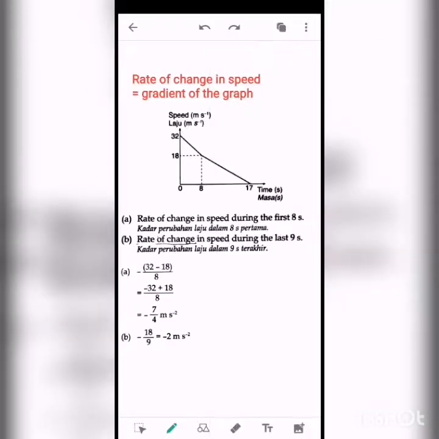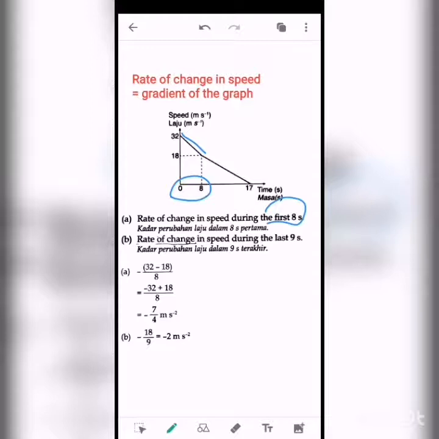Alright. Next one, rate of change in speed actually is equal to gradient of the graph. If you want to find the rate of change of the speed, actually you find the gradient. For example, this question asks you to find the first 8 seconds, but the graph goes down. It means your answer will be negative. Reminder: speed you cannot write the negative, but rate of change you need to write the negative.